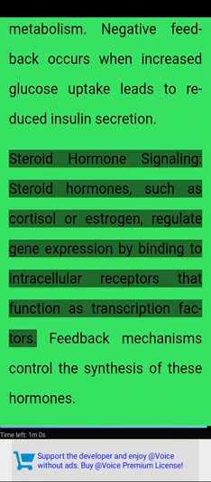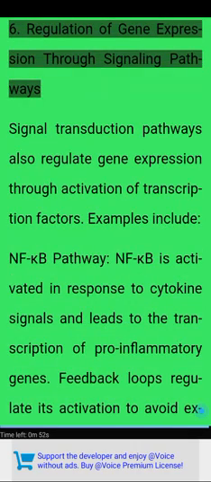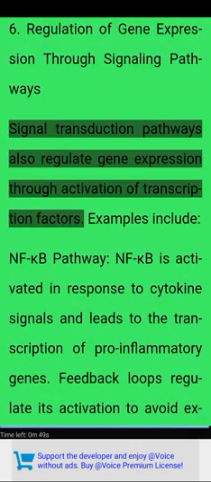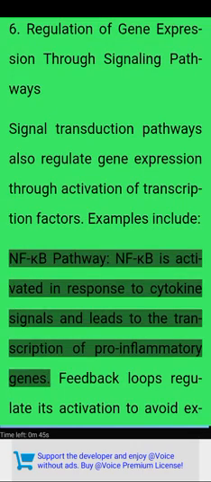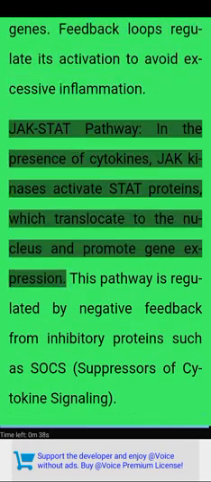Steroid hormone signaling. Steroid hormones, such as cortisol or estrogen, regulate gene expression by binding to intracellular receptors that function as transcription factors. Feedback mechanisms control the synthesis of these hormones. 6. Regulation of gene expression through signaling pathways. Signal transduction pathways also regulate gene expression through activation of transcription factors. Examples include the NF-kappa B pathway. NF-kappa B is activated in response to cytokine signals and leads to the transcription of pro-inflammatory genes. Feedback loops regulate its activation to avoid excessive inflammation.